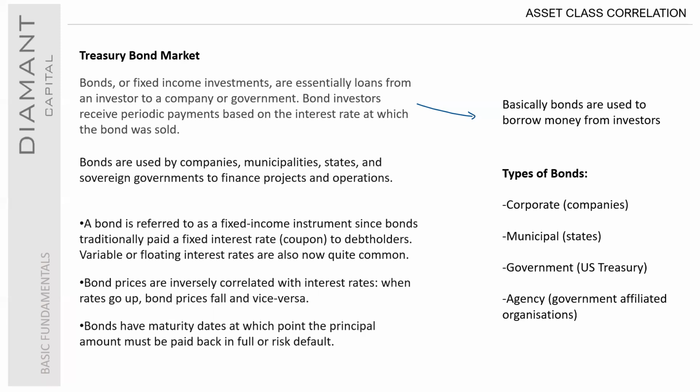And lastly, bonds have maturity dates at which the principal amount must be paid back in full or risk default. So bonds can default, so they don't have to pay it back fully. But usually with government bonds this is very rare, because the government is such a big institution. Very rarely do you see a government default. You see this more commonly with company bonds.